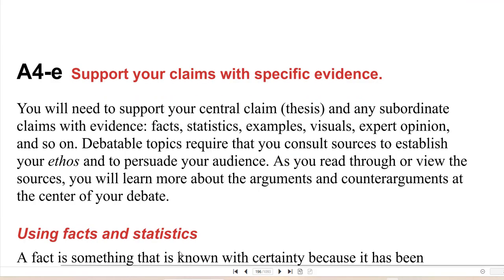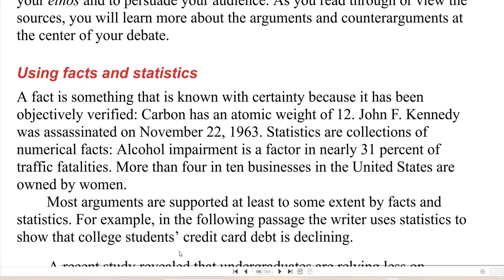Support your claims with specific evidence. You will need to support your central claim, thesis, and any subordinate claims with evidence, facts, statistics, examples, visuals, expert opinions, and so on. Debatable topics require that you consult sources to establish your ethos and to persuade your audience. As you read through or view the sources, you will learn more about the arguments and counter-arguments at the center of your debate.